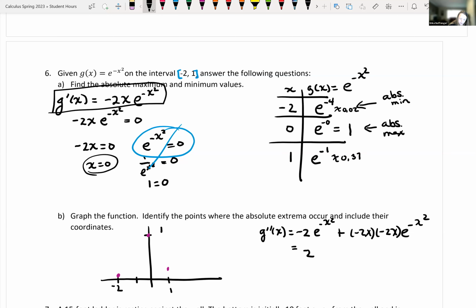So this is negative 2 e to the negative x squared. Negative times negative is positive, so plus 4x squared e to the negative x squared. We can factor out an e to the negative x squared from both of those terms. That would leave us inside the parentheses negative 2 plus 4x squared. So technically, e to the negative x squared is not equal to 0. We just talked about that from above. So we're only worried about when is negative 2 plus 4x squared equal to 0.